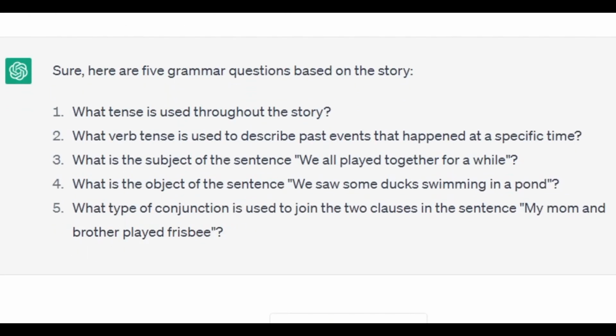We all played together for a while. What is the object? We saw some ducks swimming in the pond. What type of conjugation is used to join the two clauses in the sentence? My mom and my brother played frisbee.